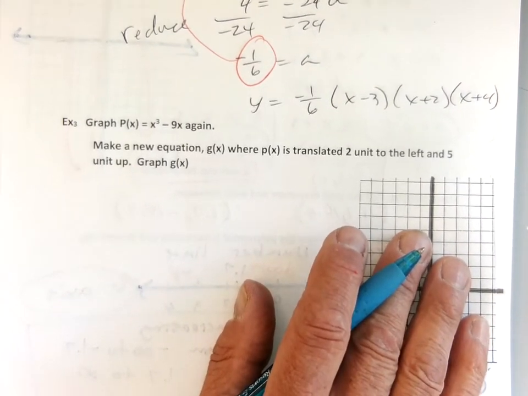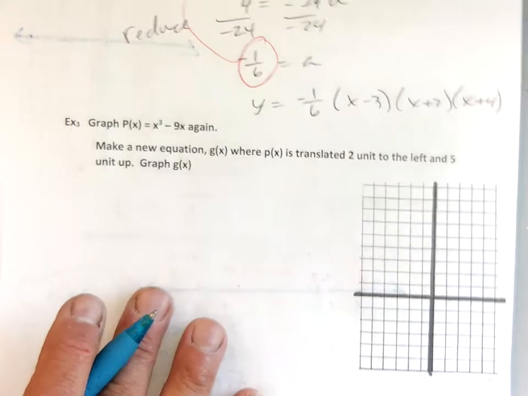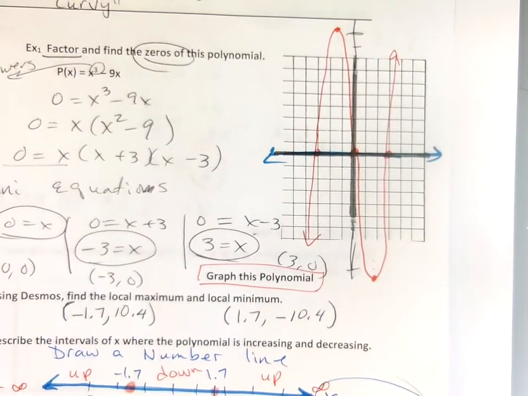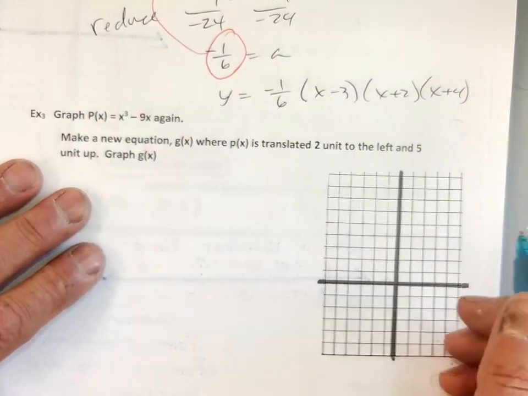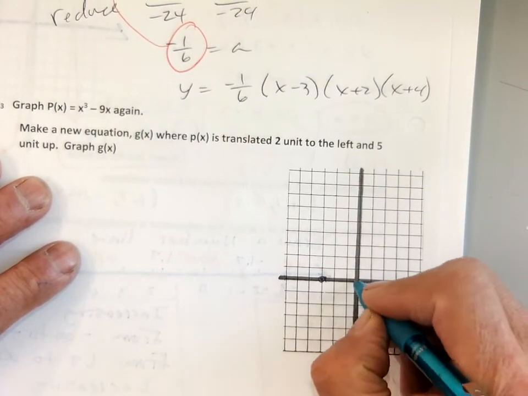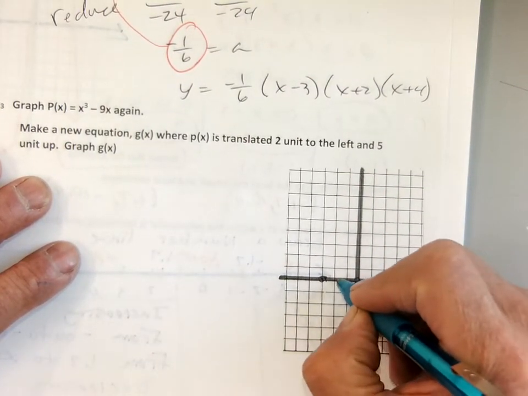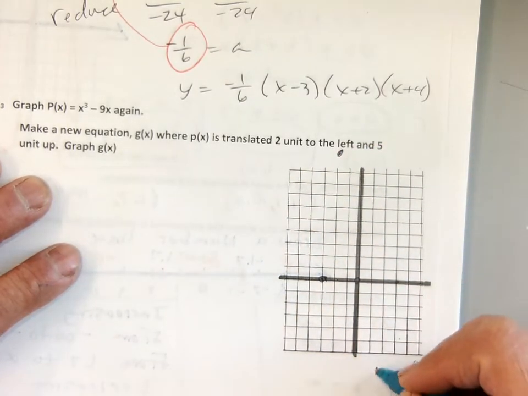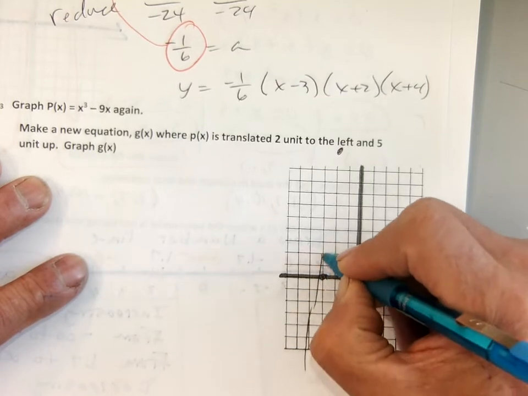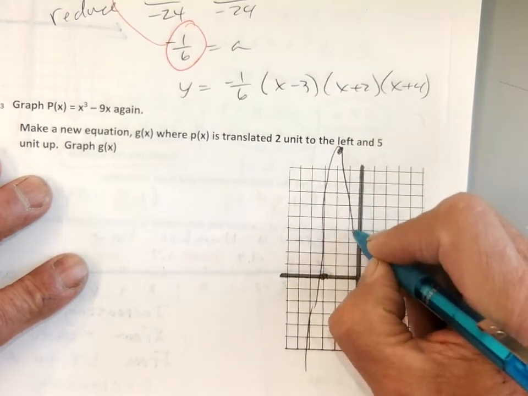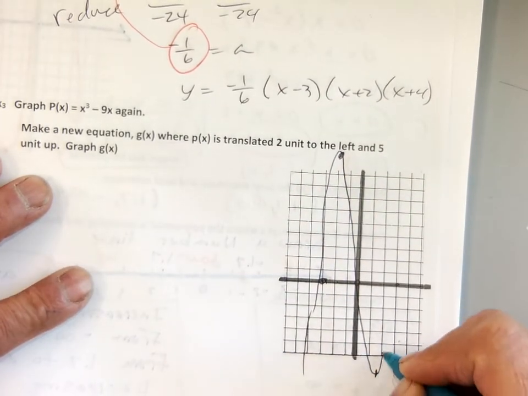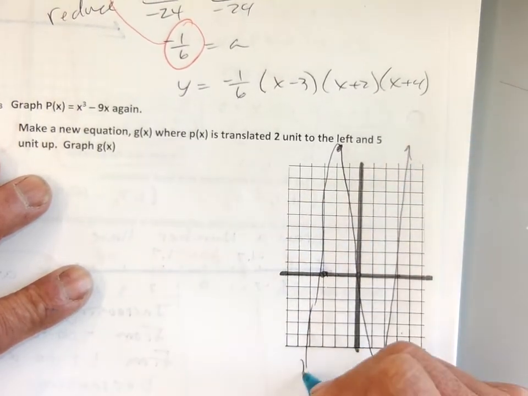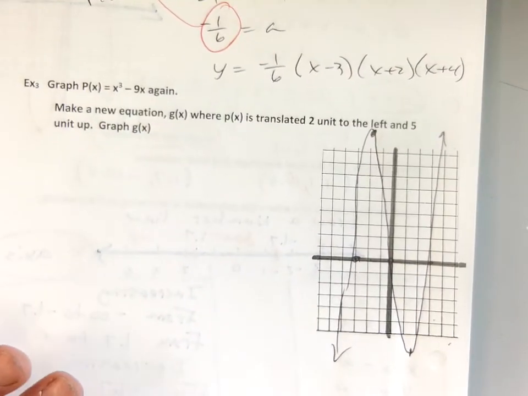Okay, last problem. And this one's going to be easy because we already graphed this one, didn't we? We already graphed it. So I'm going to go back and regraph it. It looks like this. And I'm going to go 1.7 and 10.4, about there. It's not going to be perfect, but I'm not worried about it because I want to just move it. Okay, not perfect, okay? Now let's move it.